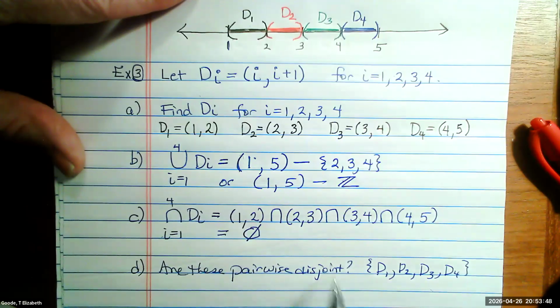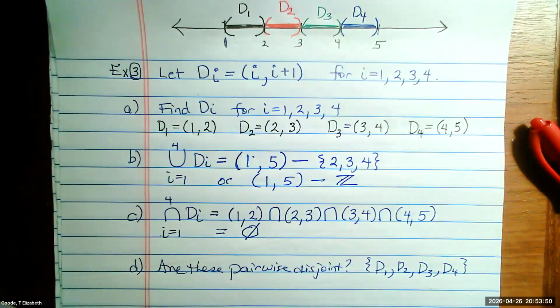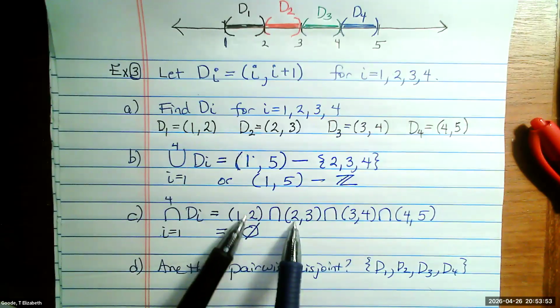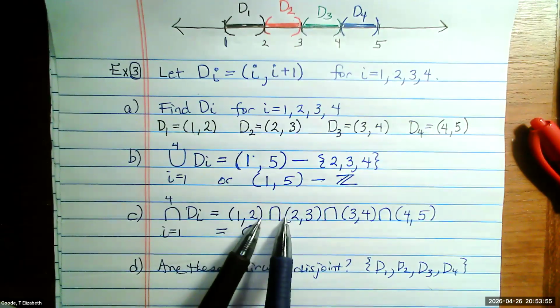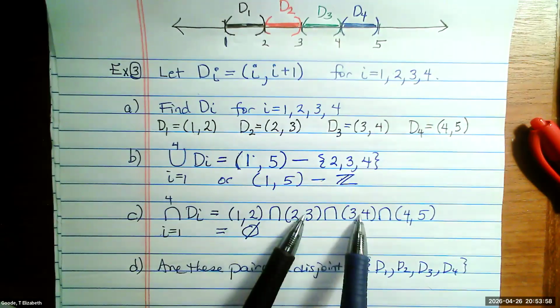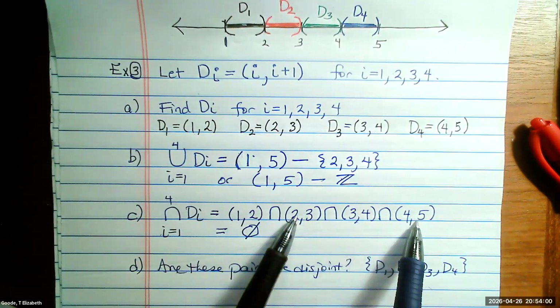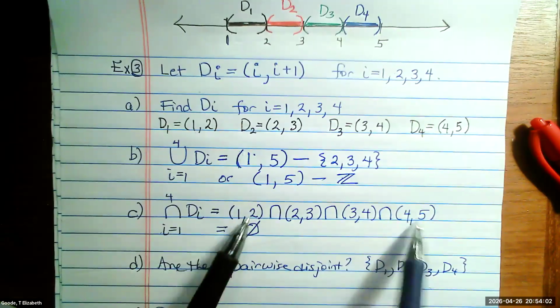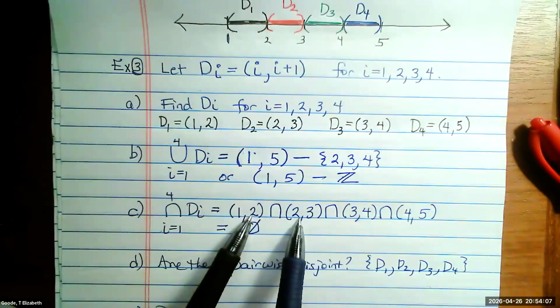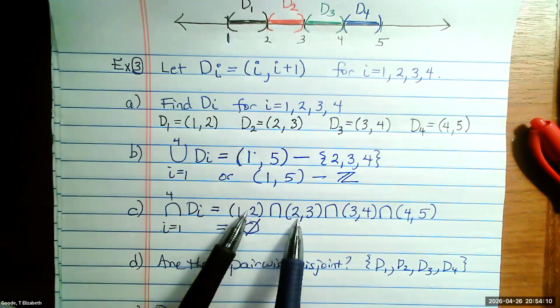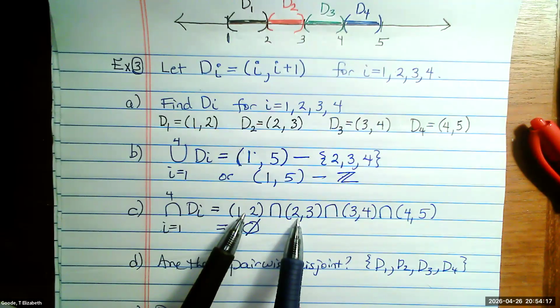And in fact, are these pairwise disjoint? If we take any 2 of these, this one and this one, even though they're next to each other, look, they don't share anything. This one and this one, this one and this one, no problem. They're pretty far apart, right? The problems might be if we intersect these that are adjacent to each other. But do they have anything in common? Do they? They both have two, actually.